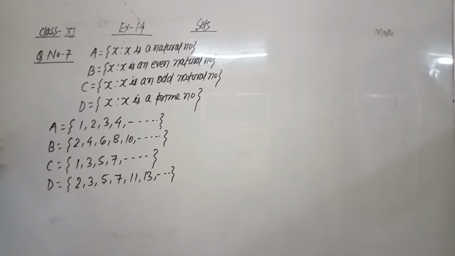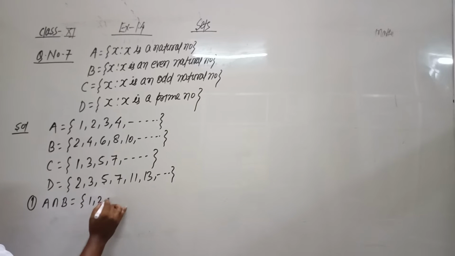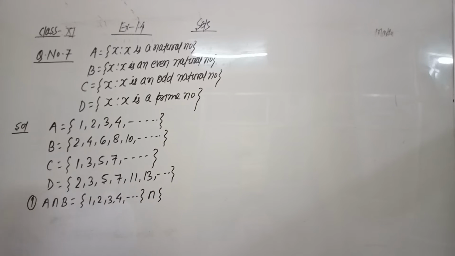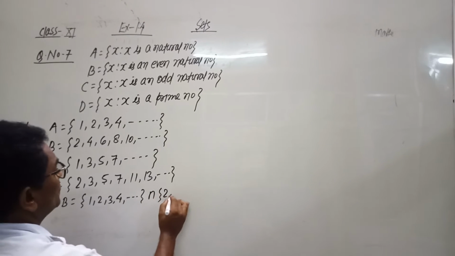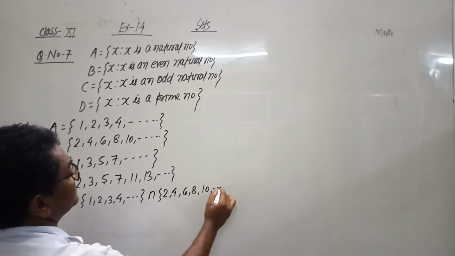So firstly we have to convert all the sets which are written in set builder form into roster form. Then we have to find the first part, A intersection B. Set A is 1, 2, 3, 4 and so on, intersection set B is 2, 4, 6, 8 and 10.